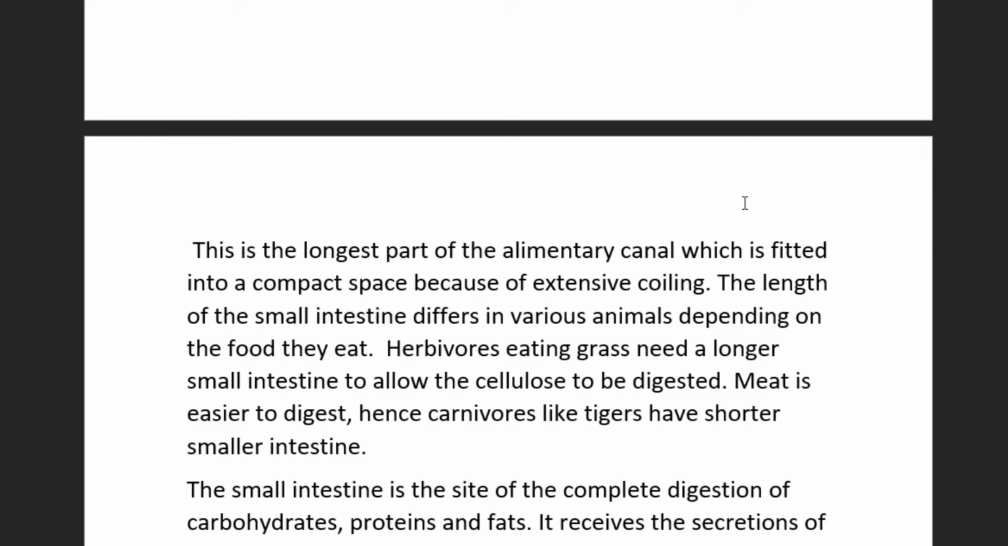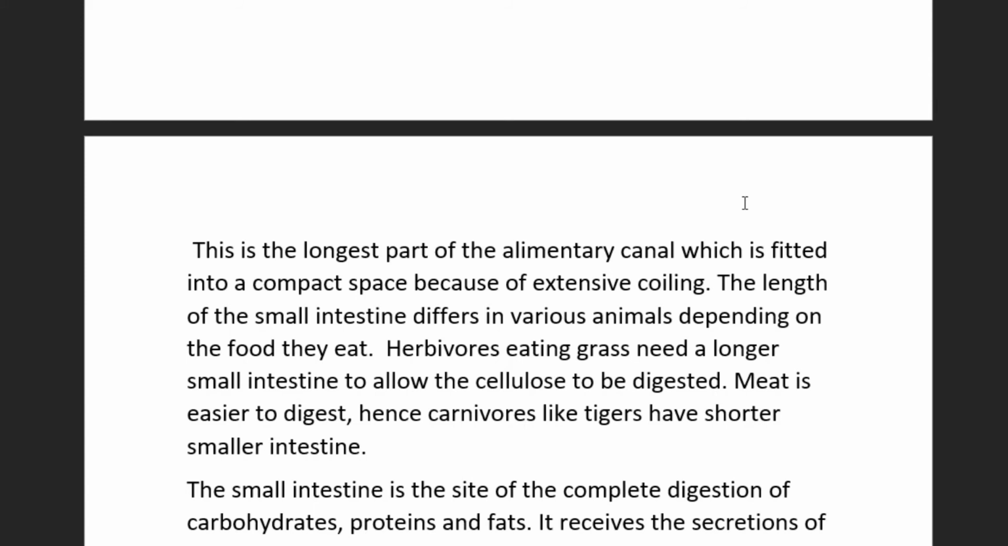Herbivores, which eat grass, need a longer small intestine to allow cellulose to be digested. And meat is easier to digest. Hence, carnivores like the tiger have a shorter small intestine. And the small intestine is the site of the complete digestion of carbohydrates, proteins and fats. And the small intestine will receive the secretions of the liver and pancreas.